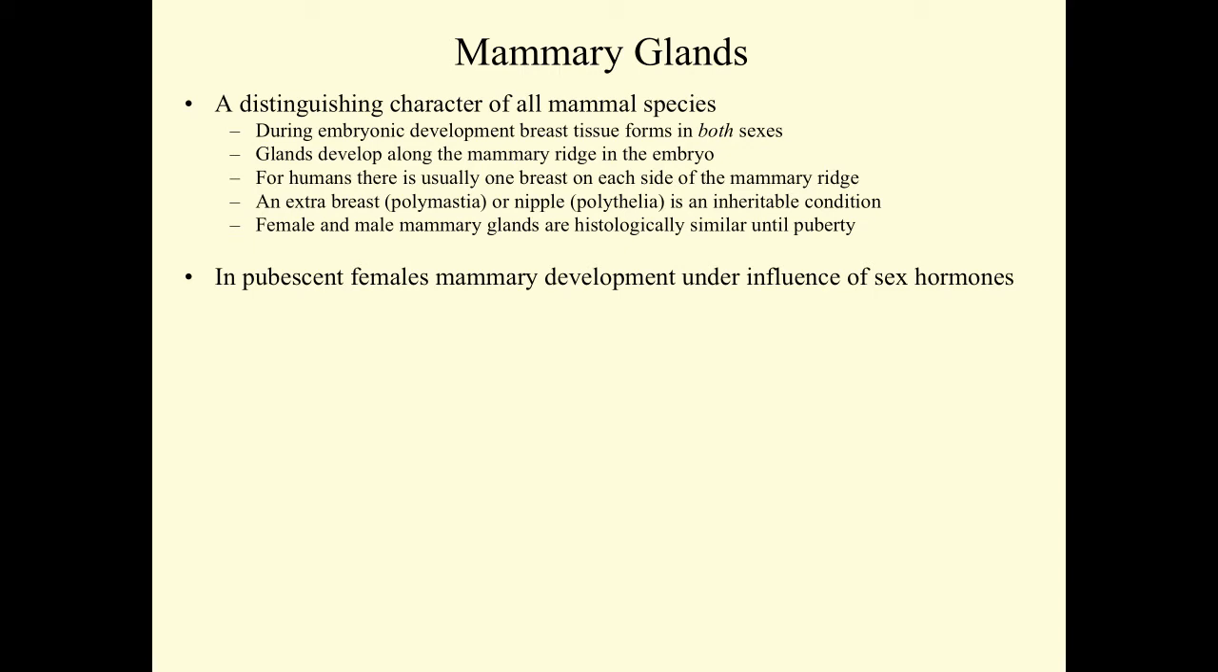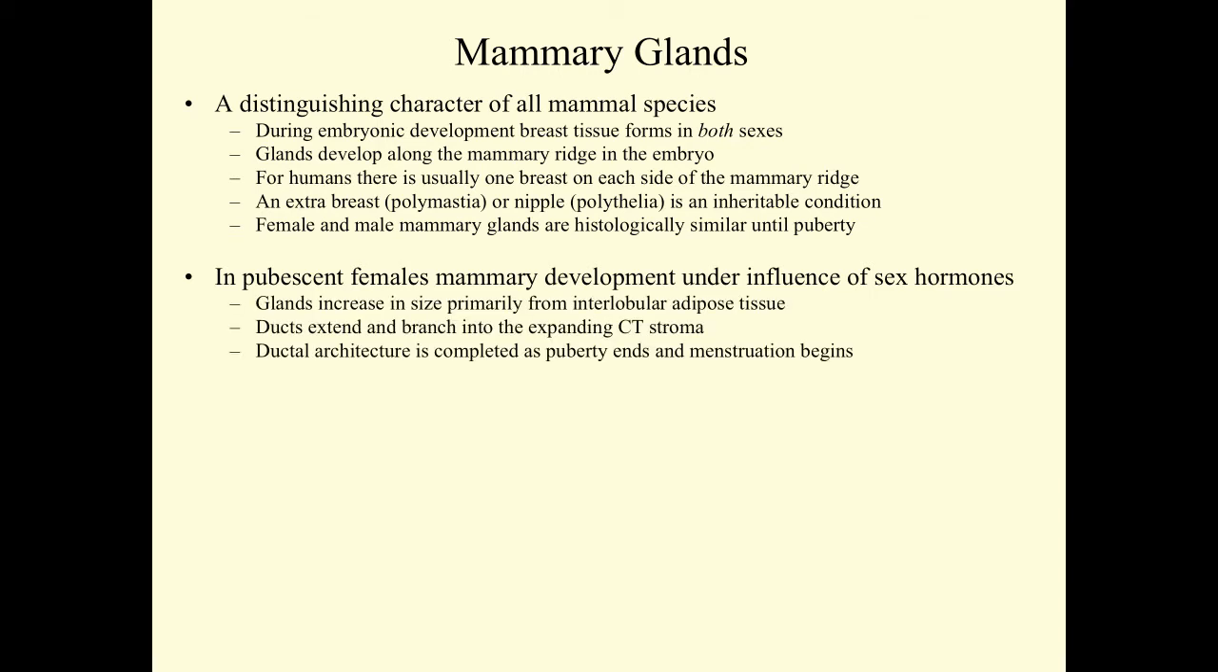In pubescent females, the mammary gland develops further under the influence of the sex hormones. The glands increase in size, primarily from the deposition of interlobular adipose tissue. The ducts extend and branch into an expanding connective tissue stroma. The ductal architecture of the mammary glands is completed as puberty ends and menstruation begins.